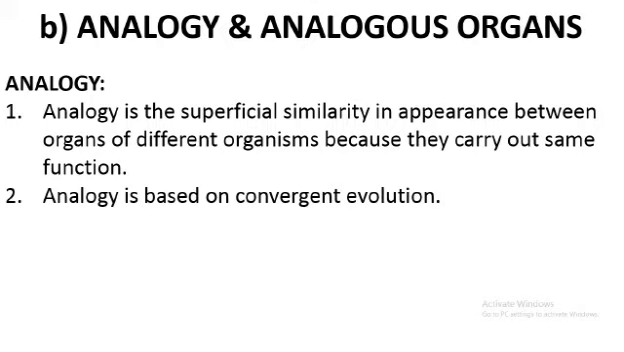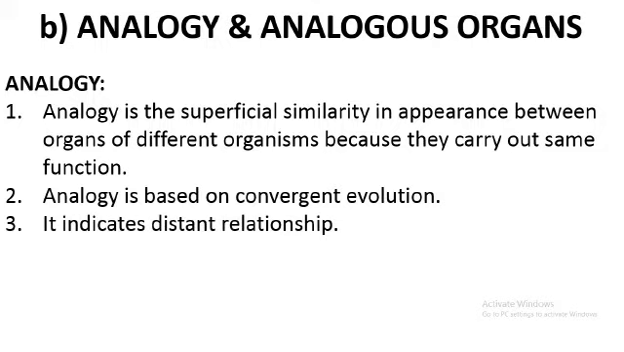This analogy is based on convergent evolution. That is, organisms from different places come together and live in the same area. So their requirement is the same, and therefore they develop similar structures. Different organisms carry out the same function. This is what we call convergent evolution. Thus it indicates a distant relationship. Remember, homologous organs, that is homology, speak about close relationship, but analogy speaks about distant relationship.